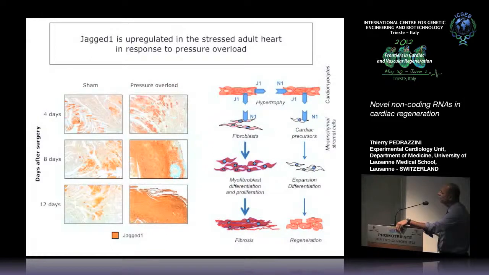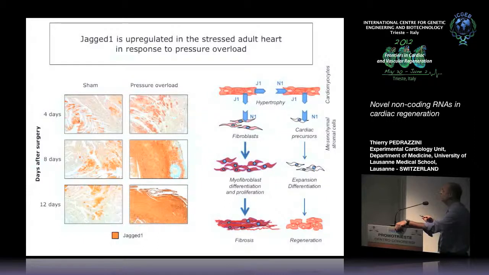Now the ligand is upregulated with stress, with pressure overload. There's an increased ligand expression, suggesting that it is important in normal adaptation of the heart to activate Notch in adjacent cells. So basically, there's a different situation here because the ligand on the surface of the cardiomyocyte can signal to the adjacent cardiomyocyte, but also to the surrounding cells.